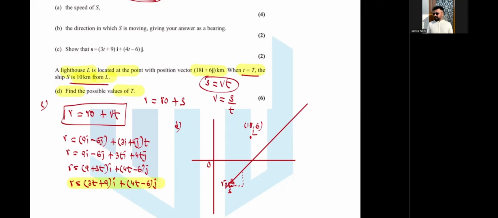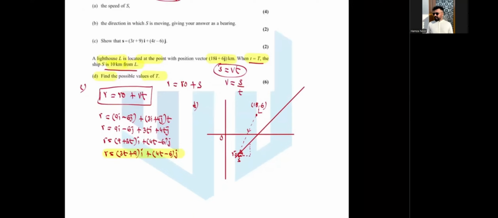As we are interested in the distance of the ship from the lighthouse, we would be concerned with the displacement vector LS, meaning from L to point S. So I'm making a broken line over here. Obviously I need to be concerned with the LS vector, so first of all, I'm going to find the LS vector. According to the vector subtraction law, this is OS minus OL.